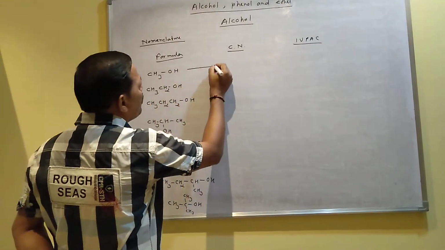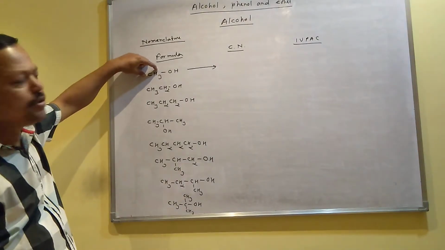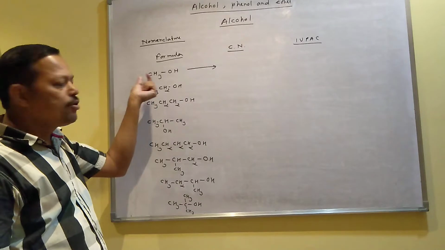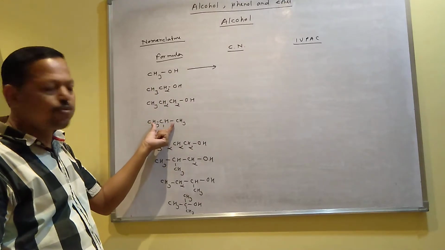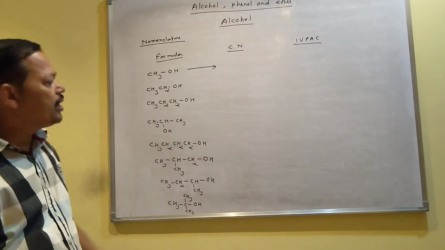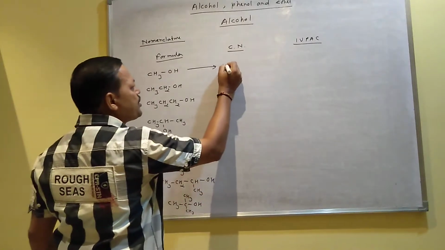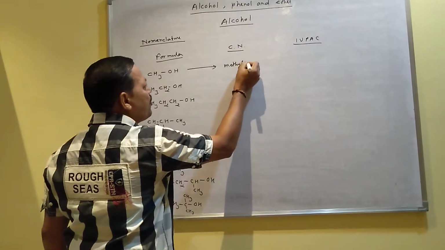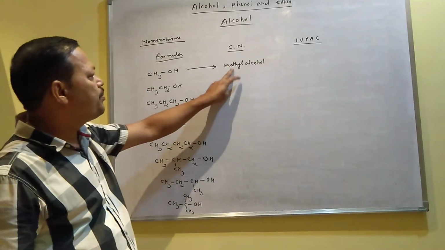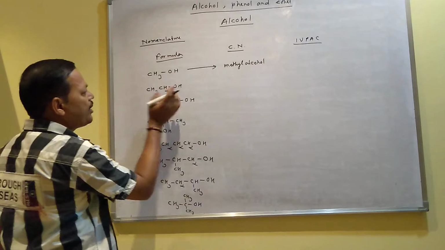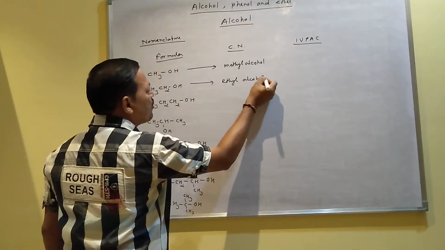Now, when you write the common name of alcohol, see the alkyl group, what alkyl group is present. 1 carbon alkyl group is called methyl, 2 carbon alkyl group is called ethyl, 3 carbon alkyl group is called propyl, 4 carbon alkyl group is called butyl, you know. So here the alkyl group is methyl. So when you write the common name, simply you write methyl alcohol. So first time I will give you the common names. This is methyl alcohol. Here the alkyl group is ethyl, that's why it is called ethyl alcohol.